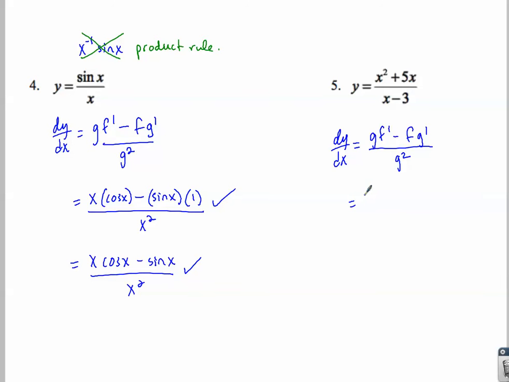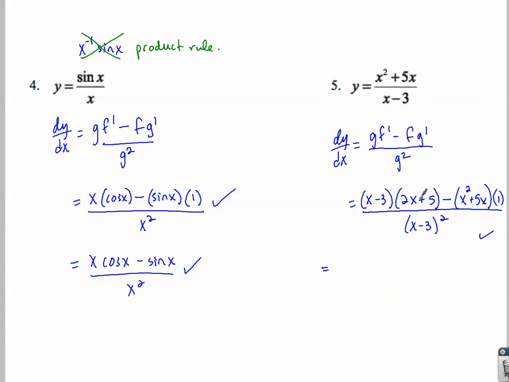So g is the bottom, x minus 3. Derivative of the top, 2x plus 5. Minus f, the top, x squared plus 5x, times the derivative of g, the bottom, 1. All divided by the bottom squared. This is a derivative, so we could say done.